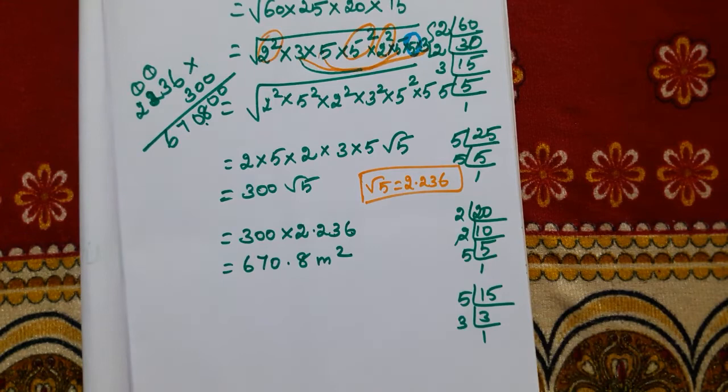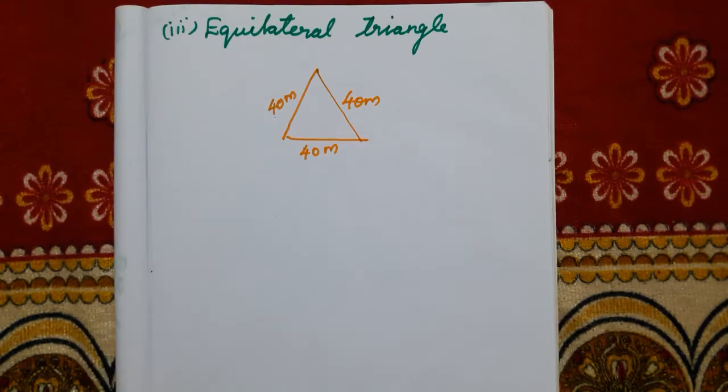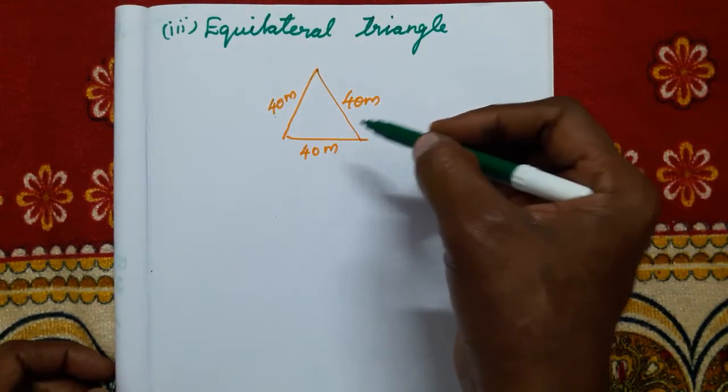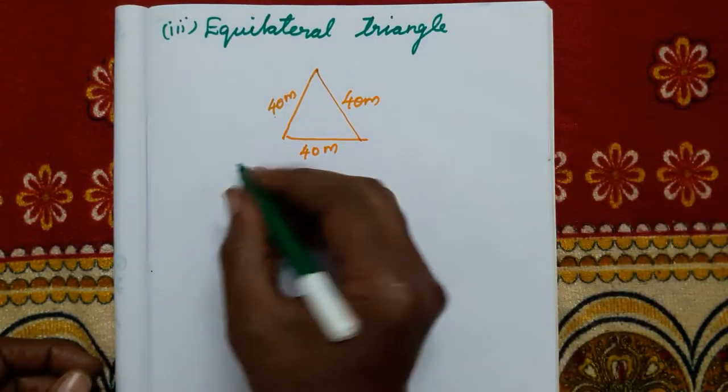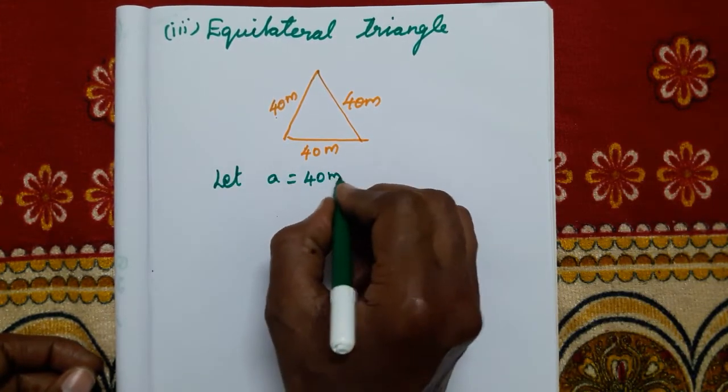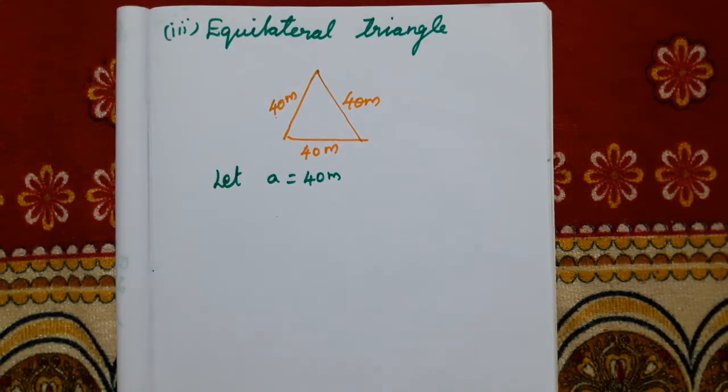Clear this? Next, third one, equilateral triangle. This here also perimeter is 120 meter. Next, length of the sides. All the sides are equal. Equilateral triangle means all the sides should be equal. So here I am taking let A is equal to 40 meter.